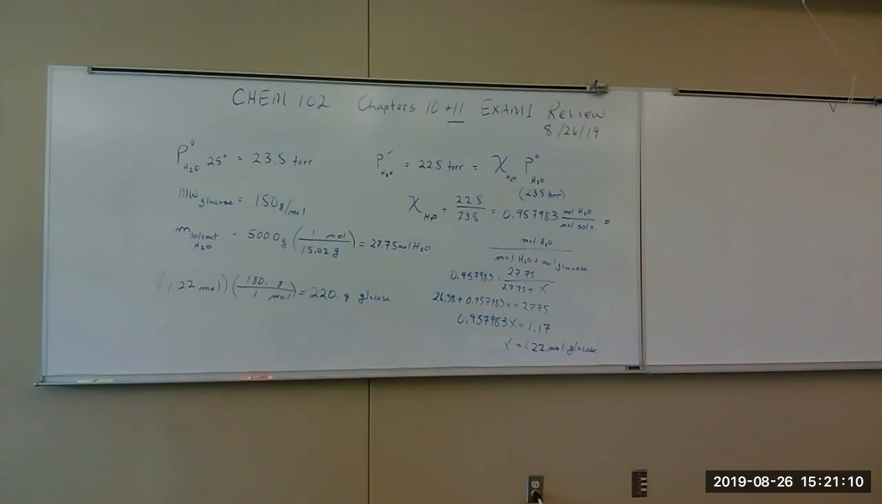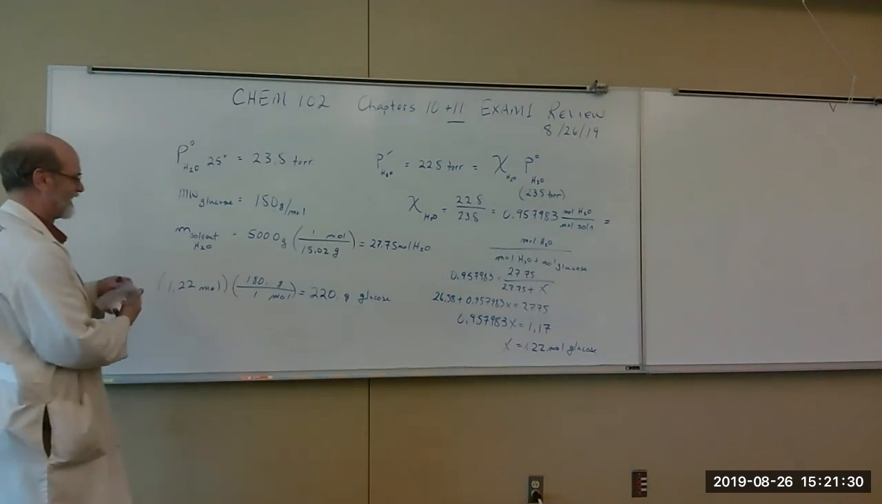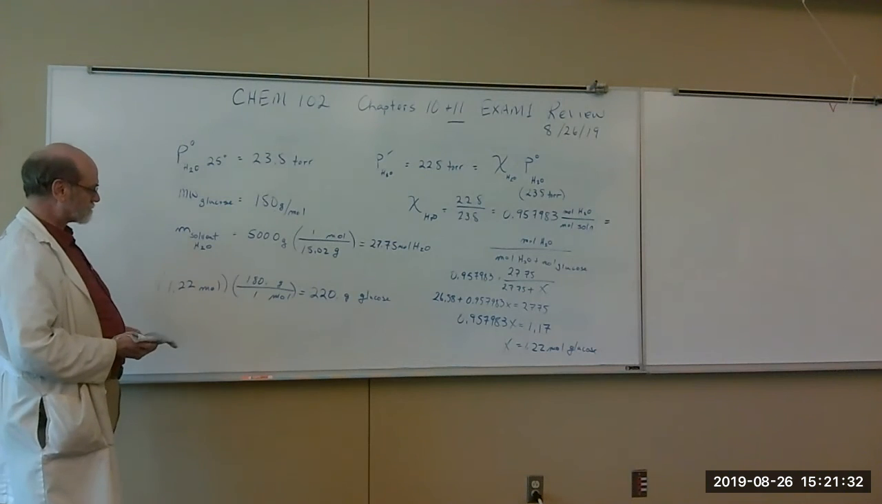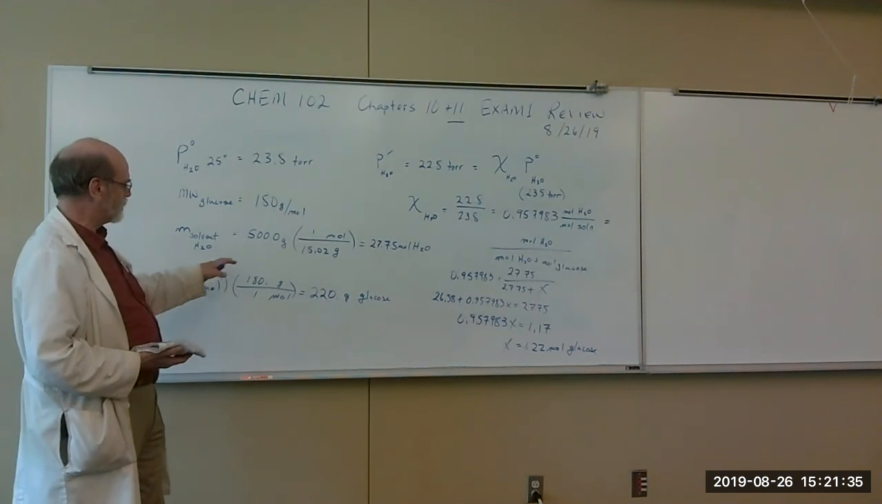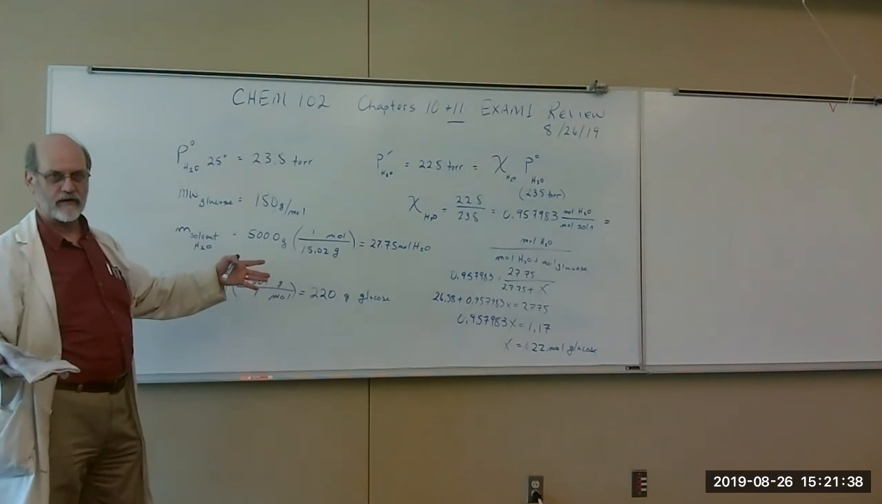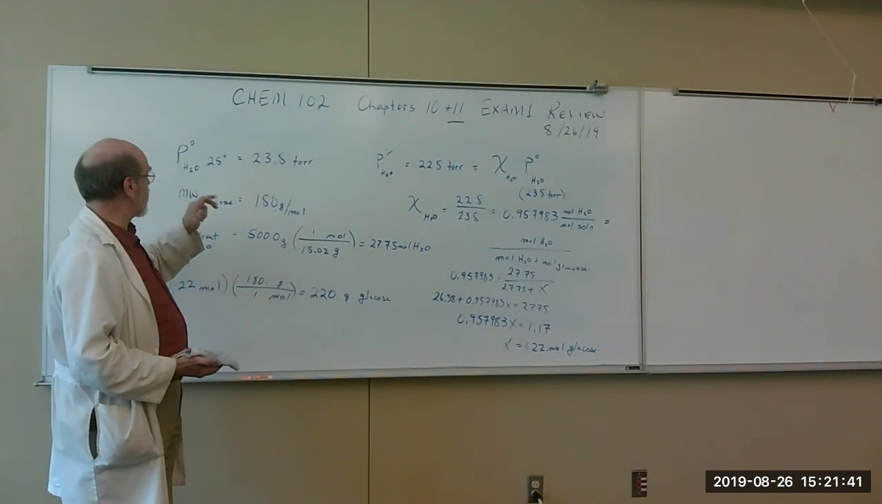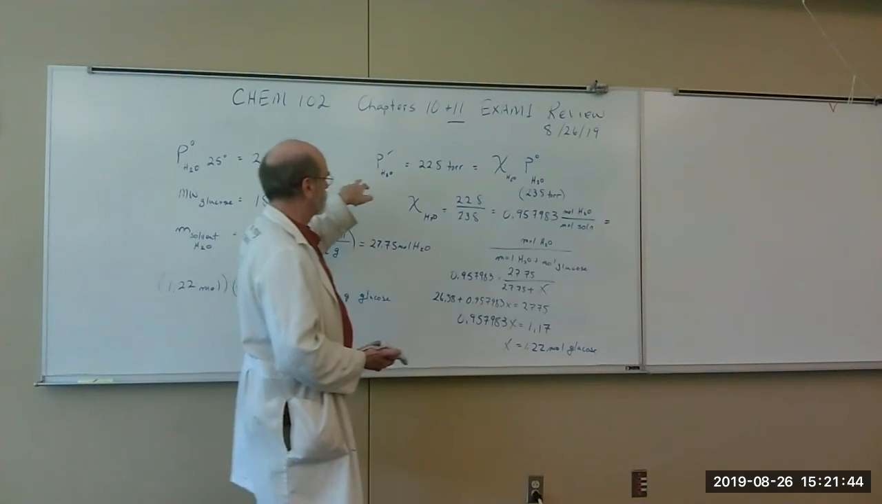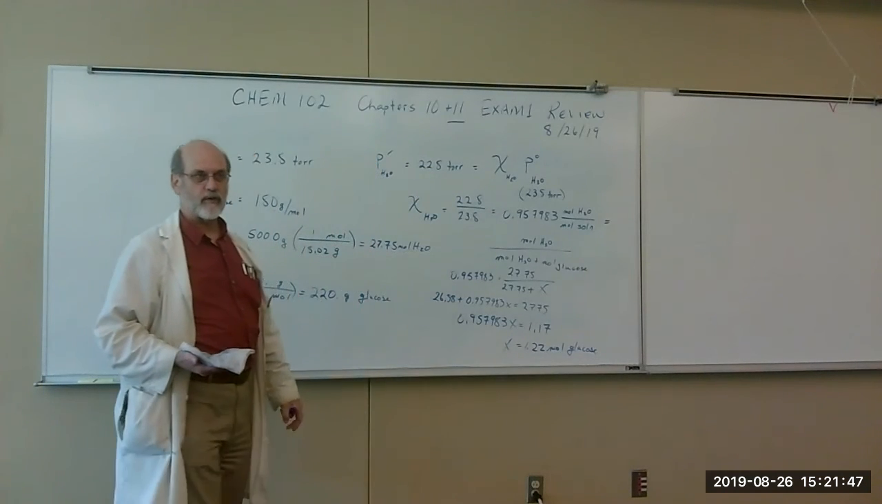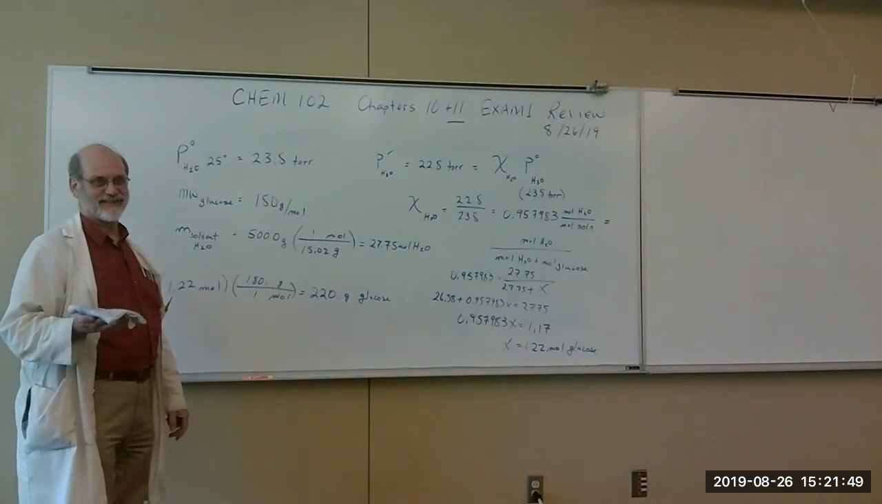That's a lot. It's over 50, no, not quite 50%. Okay? I can see heads spinning. But that's the amount of glucose you would have to add to 500 grams of water, which is basically 500 milliliters, to change the vapor pressure from 23.8 to 22.8. Decrease the vapor pressure by 1 torr. That's not much.